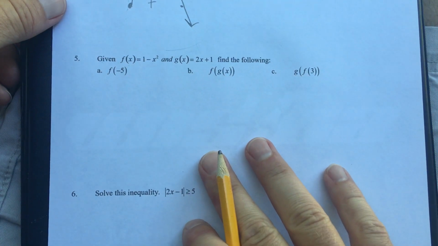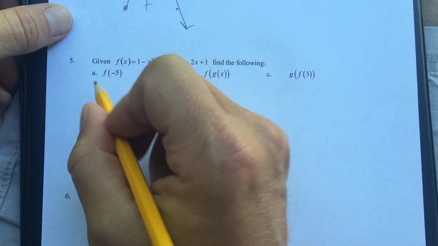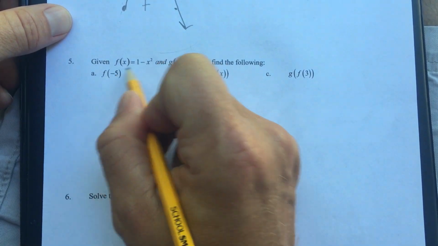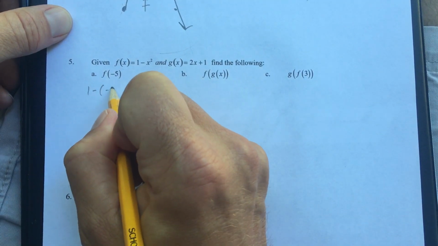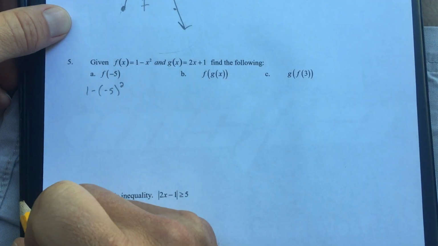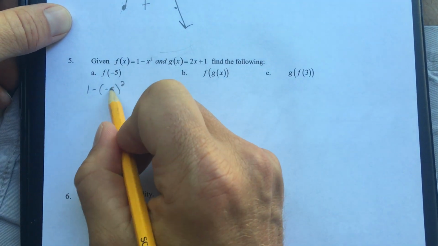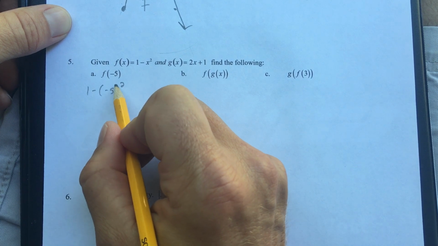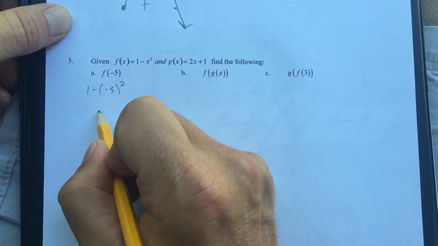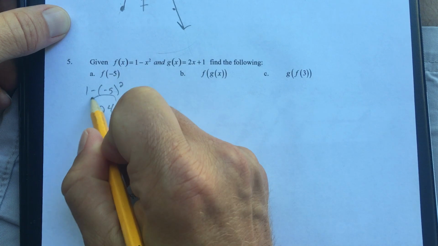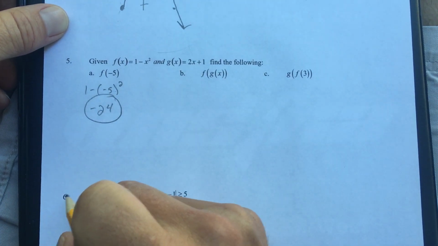All right, then we were given two functions here, asked to find some information here. f of -5, simple enough. We put -5 in. You just want to be careful, especially if you were going to use a calculator, not to make that silly mistake. But we could just do it in our head. -5 squared is 25, so 1 minus 25 is -24, and that's our answer.